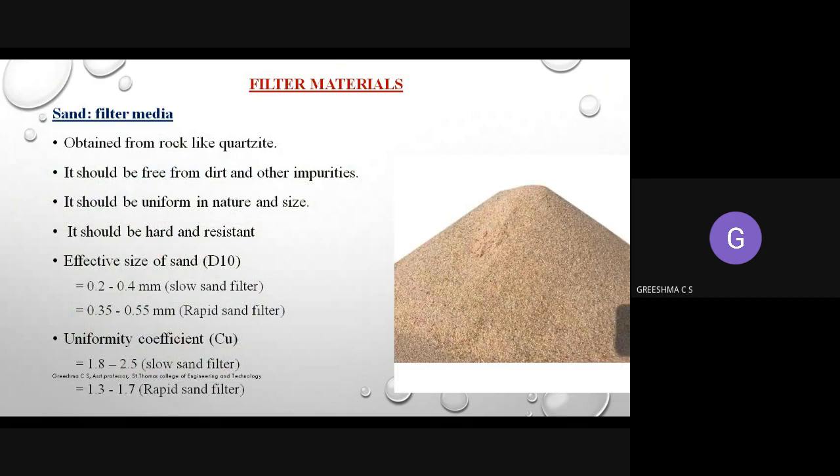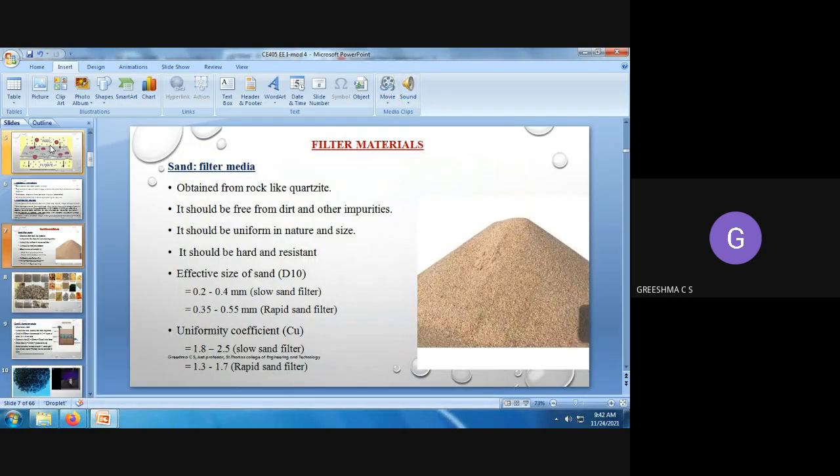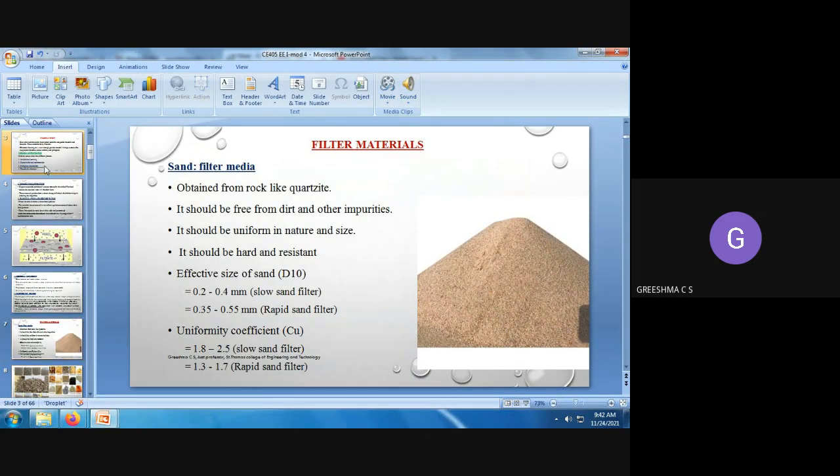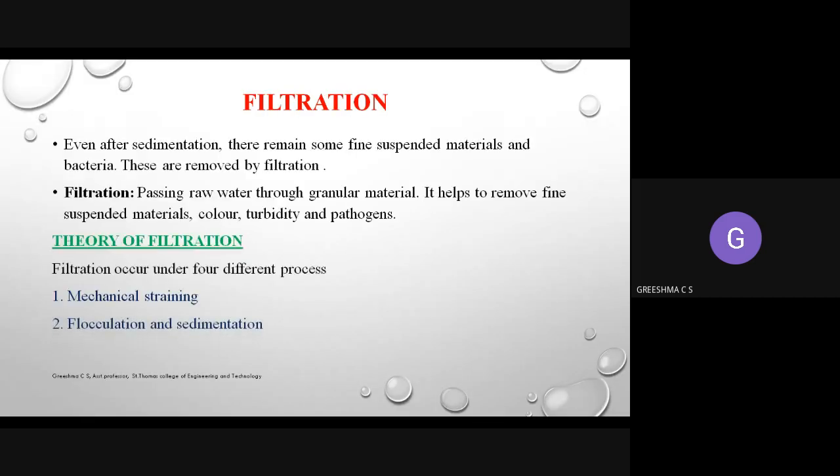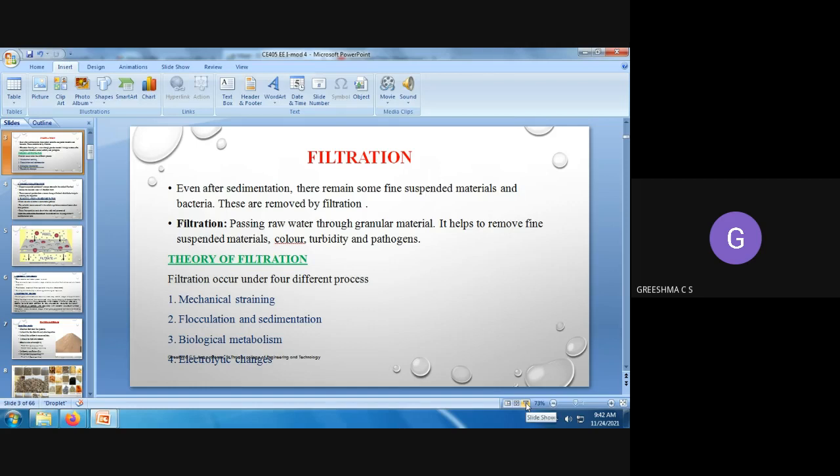So yesterday we had discussed filtration, not different types of filtration, but the process involved in filtration. What are the four methods involved in filtration? First one is mechanical straining, flocculation and sedimentation, biological metabolism, and electrolytic changes. We have discussed all these things.